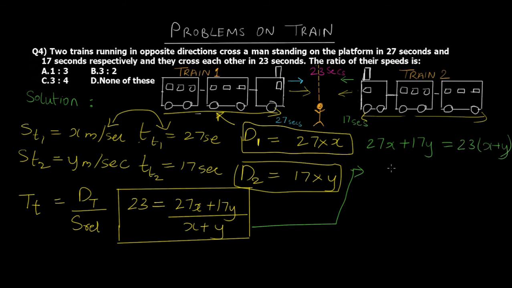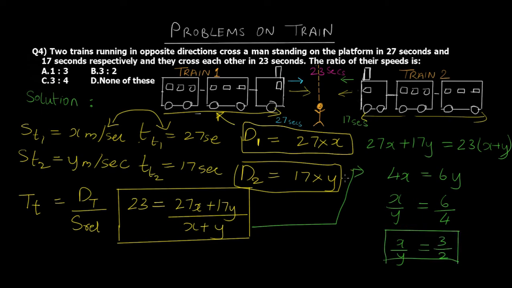Then ultimately when we solve this, we get 4x is equal to 6y, and lastly we can have x by y is equal to 6 by 4. So the final answer is going to be x by y is 3 by 2. So this is going to be our final answer. In the options you can see option B is going to be our final answer.